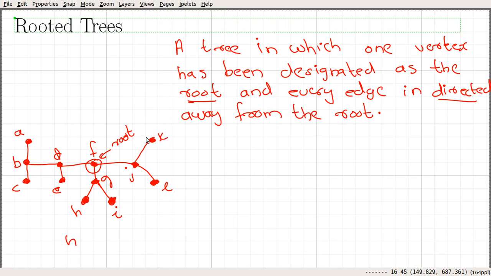a root. Okay, so then after that what we do is, once we fix the root, every edge is assumed to be directed away from the root. Okay, so we have a direction assigned to each and every edge in this tree. Okay, and the direction is assumed to go away from the root. Okay, so in this case the direction will be like this. Okay, so it's away from the root, something like this.